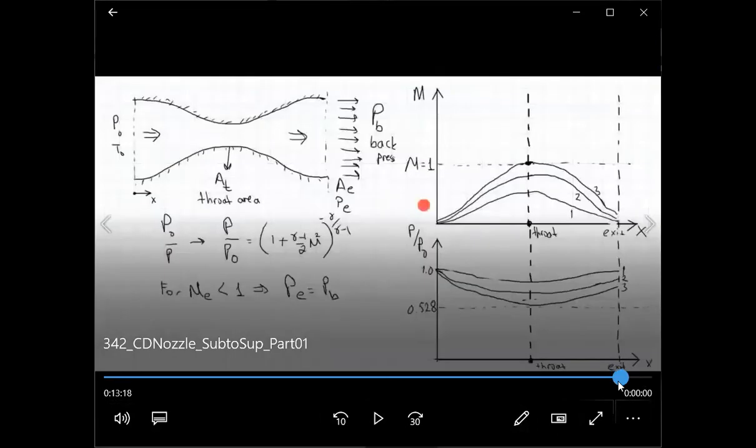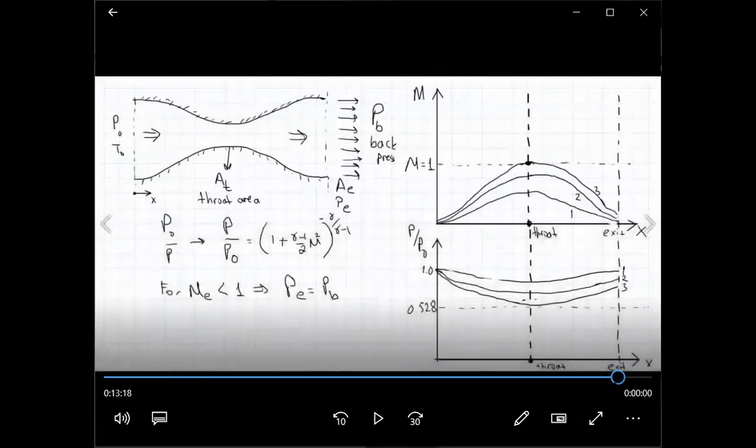Okay. Any questions regarding this video? Hocam, can I ask something? Sure. In the second graph, we begin from 1 for P over P0 for all scenarios. Why is it like that? I missed something, I think.